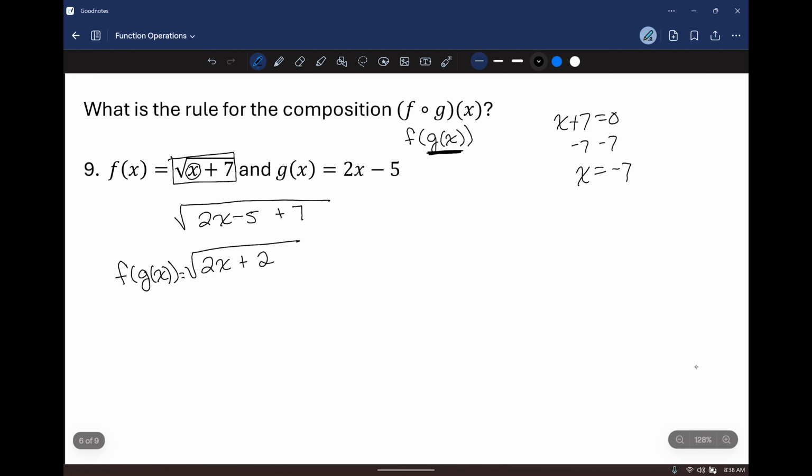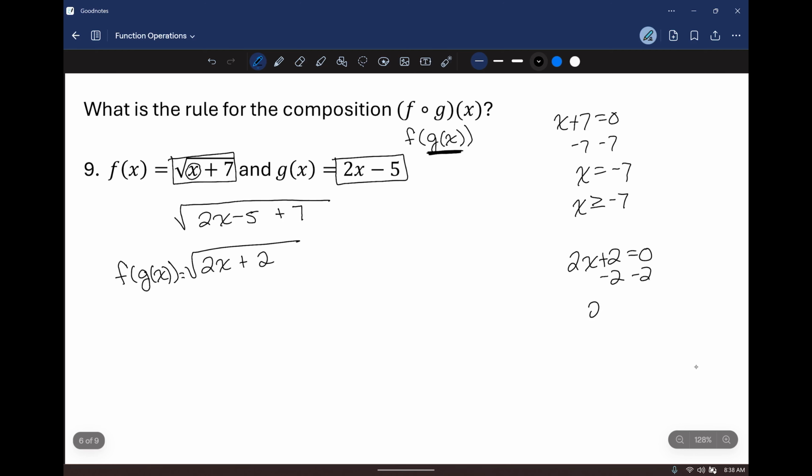So if I plug 0 in underneath right here, 0 plus 7 would give me 7. That's a positive number. So that means that all of my numbers are going to have to be numbers that are greater than or equal to negative 7. All right, I don't have any restrictions on g. But I am back to having something underneath my root in my final composition here. So I'm going to take that and set it equal to 0 and solve.